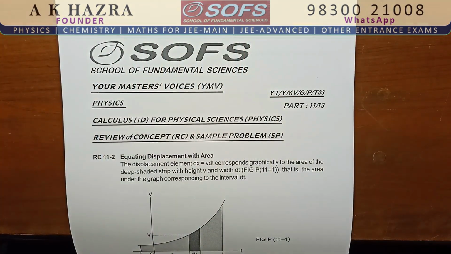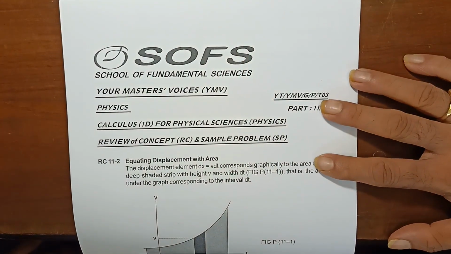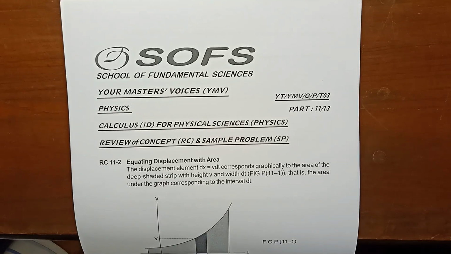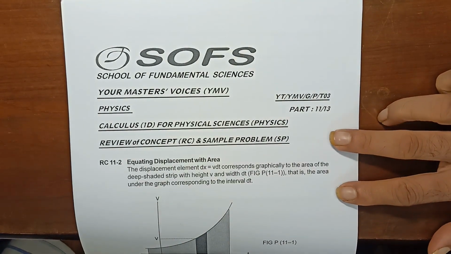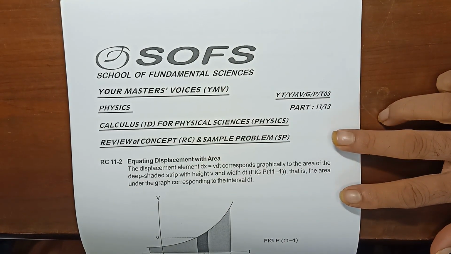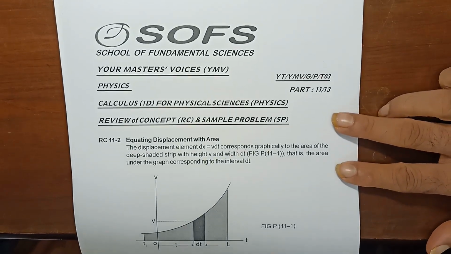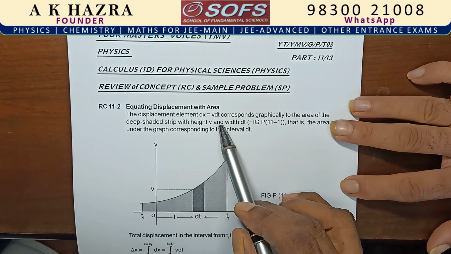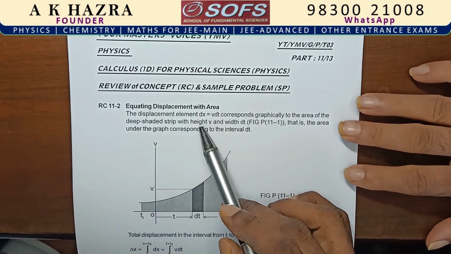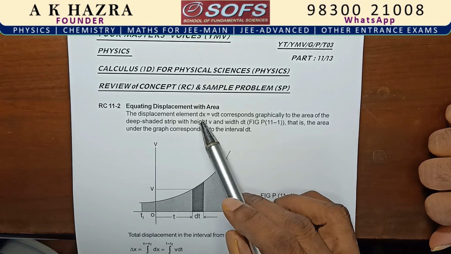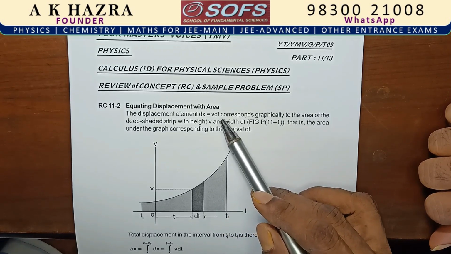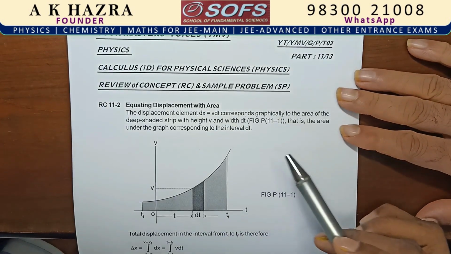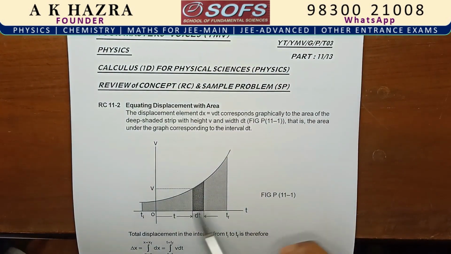So let us start application of integration to evaluate area. First you see, we are discussing the displacement in terms of the area of the region bounded by the velocity-time graph with the t-axis. Now you see the displacement element dx equals v dt. You know v is equal to dx/dt. So dx equals v dt is the displacement element during the time interval dt for the particle with velocity v. Now it is a velocity-time graph.